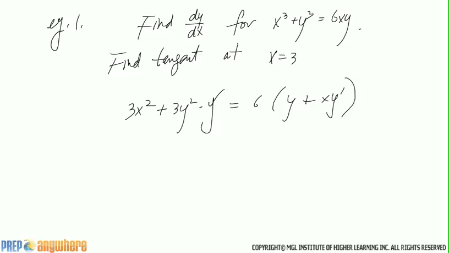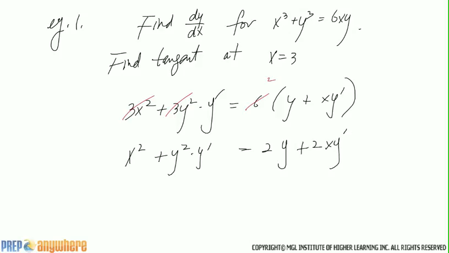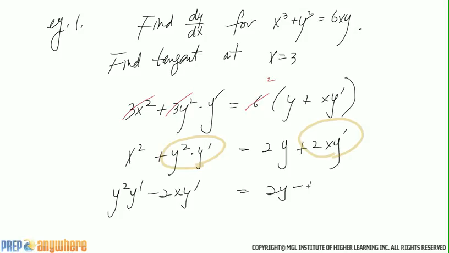So divide everything by 3, and we get x squared plus y squared y prime equals 2y plus 2x y prime. Now we have to isolate and collect the terms with y prime in it. So you get y squared y prime minus 2x y prime equals 2y minus x squared.